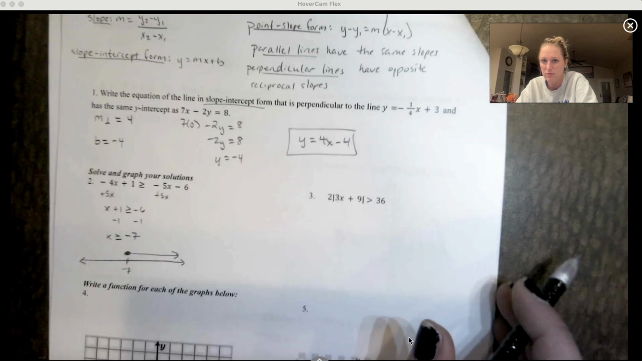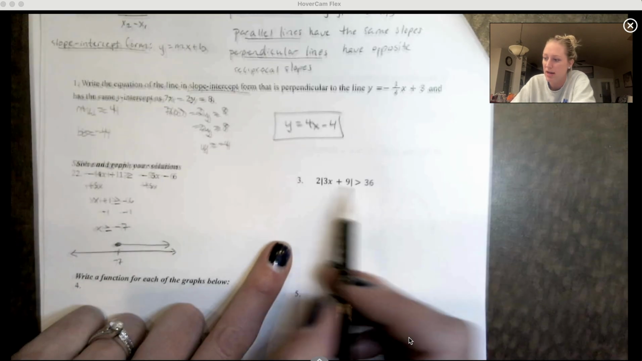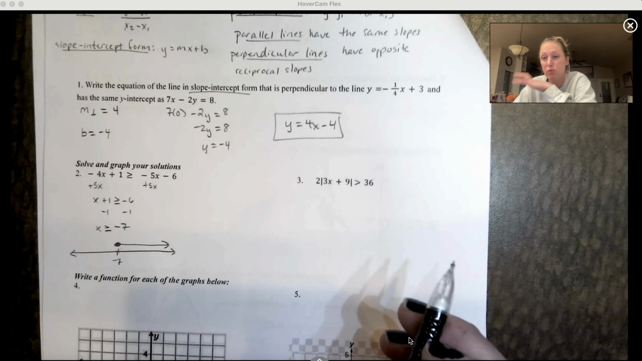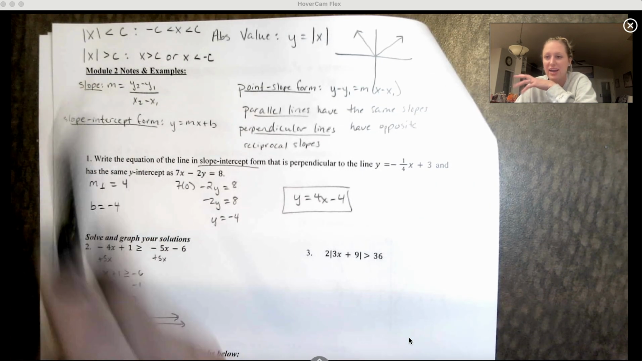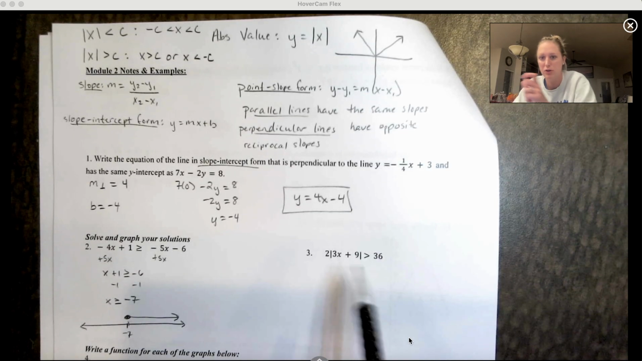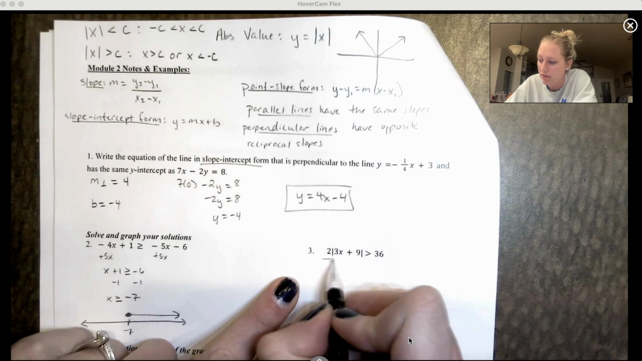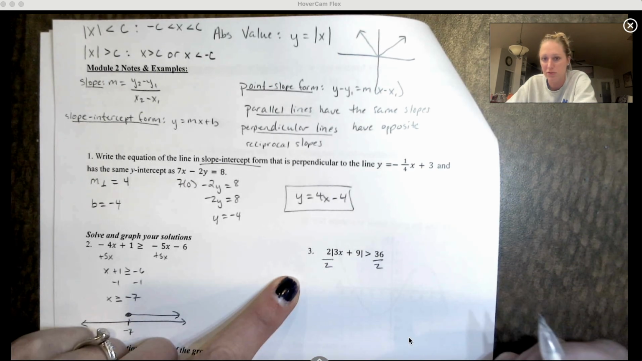Okay, next one, we have an absolute value inequality. Before I set up this, I have to get the absolute value piece by itself. So I am going to get rid of this 2 by dividing both sides by 2.